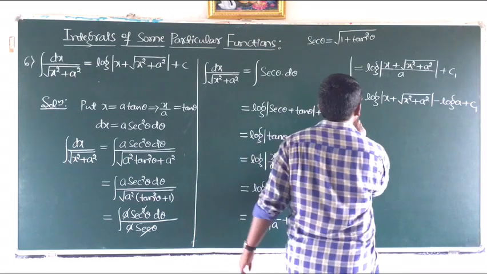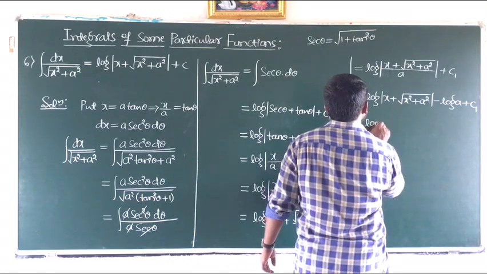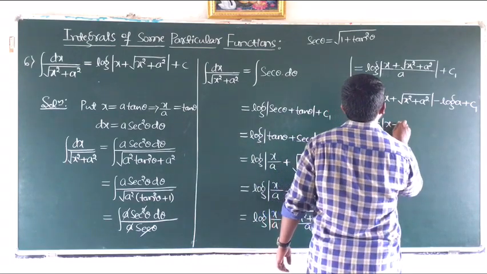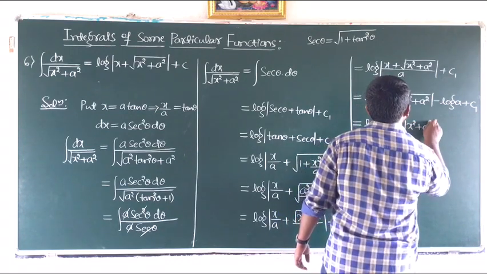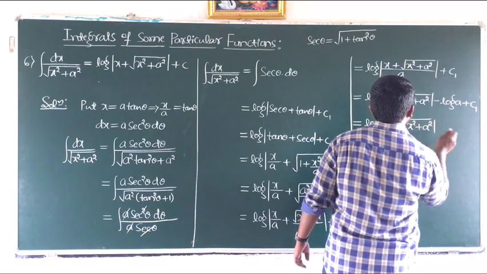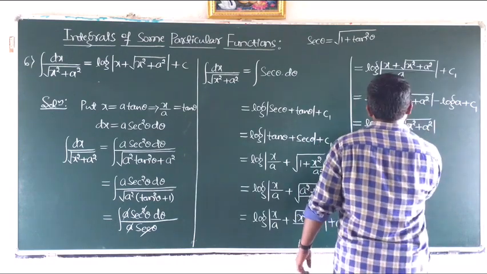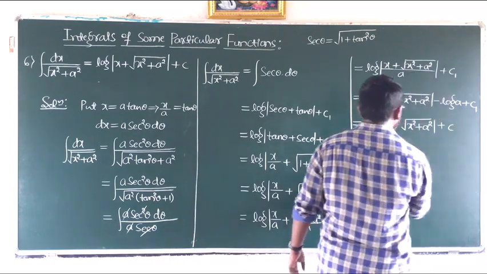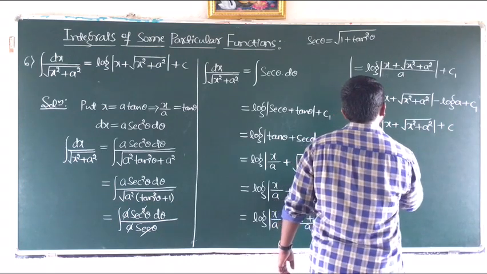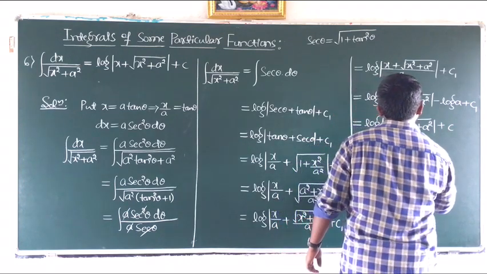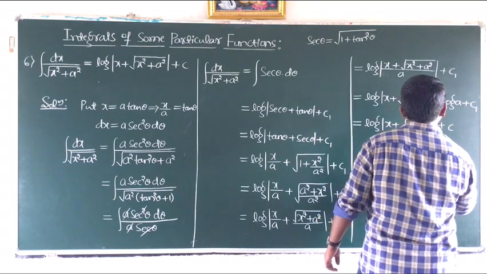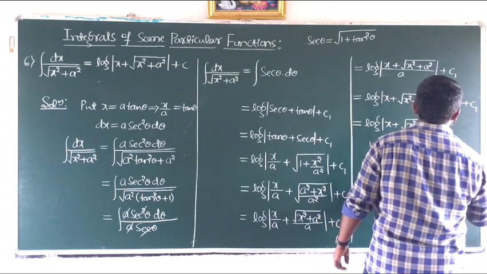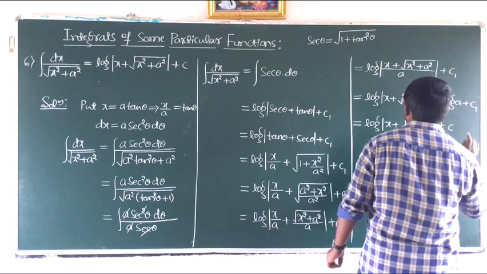So here log mod x plus under root x square plus a square, mod complete, plus c, where c is equals to minus log a plus c1. So this is all about the 6th standard result.